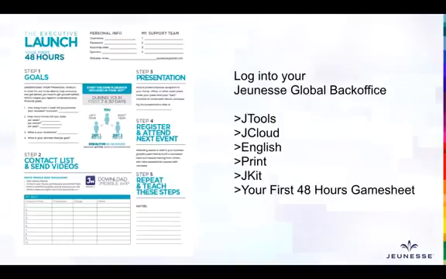Okay, so let's start with logging you into your Jeunesse Global back office. You're going to log into your Jeunesse Global back office and grab your first 48 hours game sheet. You're going to start by logging in, clicking on the J Tools tab in the upper right hand corner, and then you're going to click on J Cloud, then English, Print, JKit, and scroll down just a little bit, and this is where you'll find your first 48 hours game sheet.